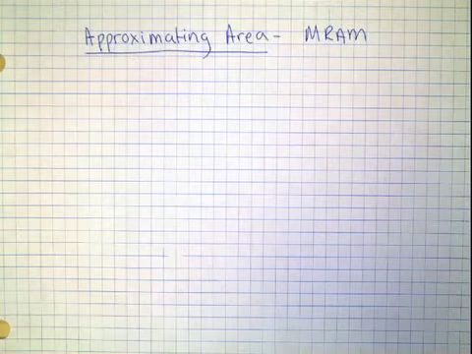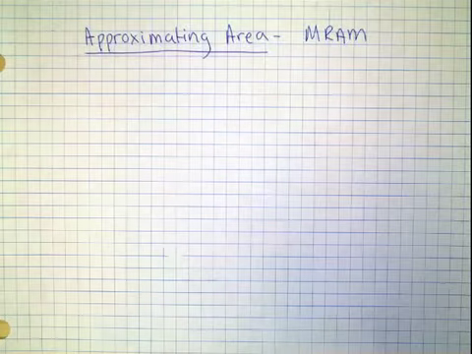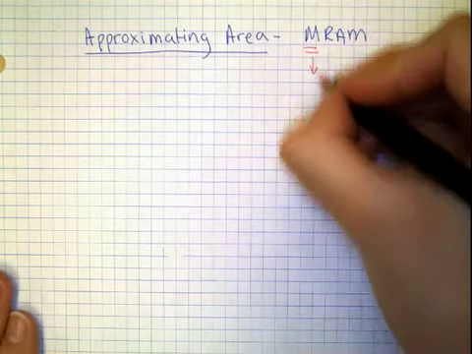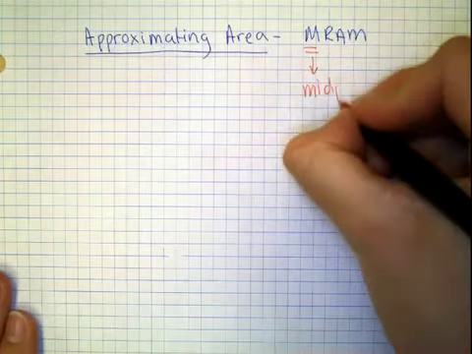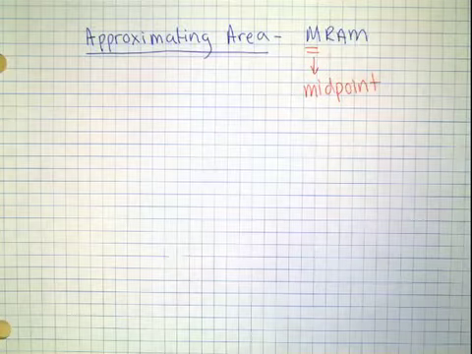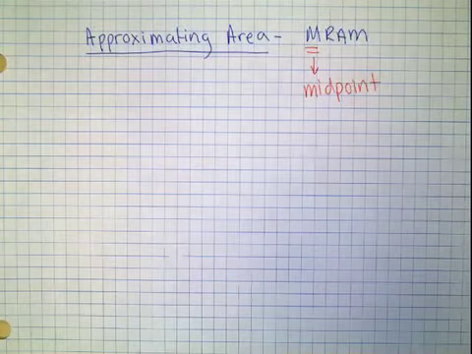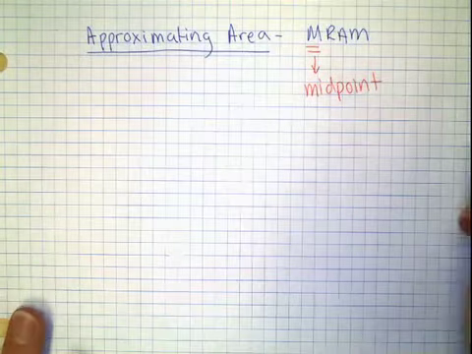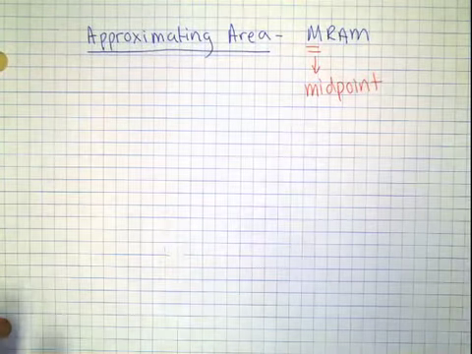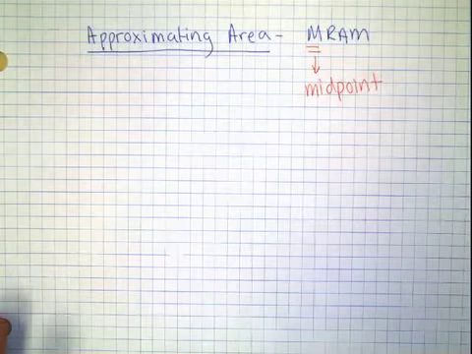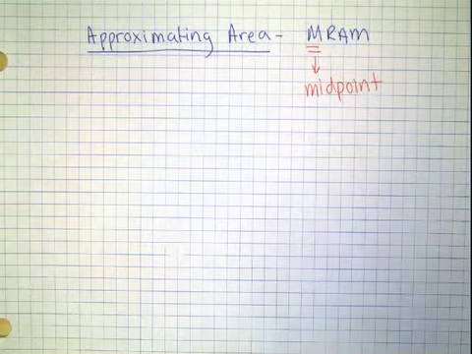Alright, this video is about MRAM, which stands for midpoint, and it is another way to estimate area. We have LRAM, which uses the left-handed rectangular approximation method. We have RRAM, which is the right-handed rectangles, and then we have MRAM, which is midpoints. It's probably often the best approximating method, but it's the least liked because the math is always a little bit harder to do, just because the numbers kind of end up being a little bit ugly.